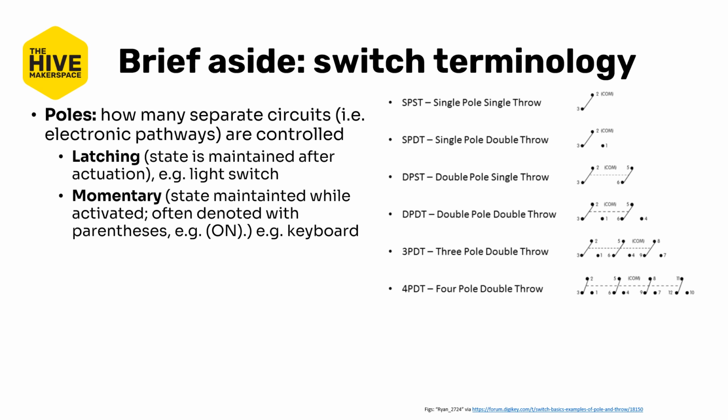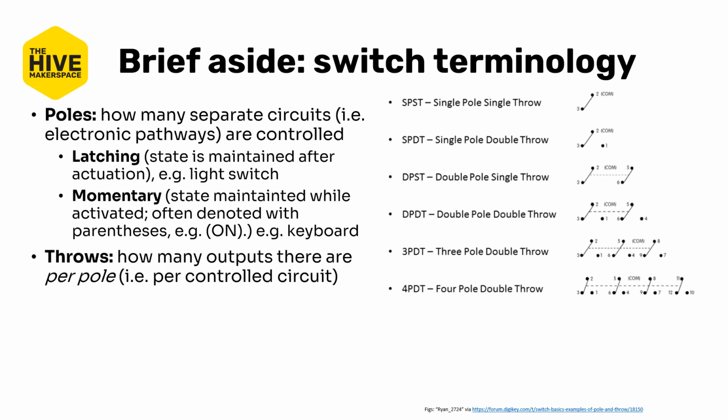Each pole can either be latching, where the state is maintained like a light switch, or momentary, where the state only changes for the duration of the actuation, like a keyboard key, for instance. The second important term is the number of throws, which describes the number of outputs per pole. So the first switch, the single pole single throw, controls one circuit with a single output. The second switch, the single pole double throw, has one circuit with two outputs. Looking at the third is a double pole single throw, so it's two circuits, each with one output, and so on.